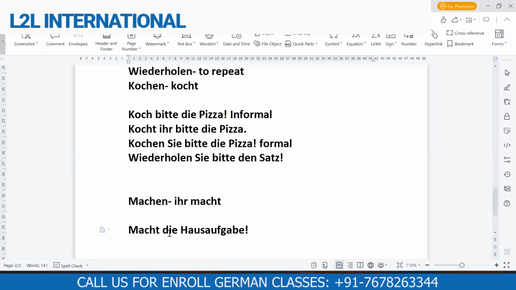So you have to understand that if it is macht, it means it is said to not one but two people. It has to be ihr form, it has to be plural. So by looking at the conjugation you have to figure out whether it is du informal singular or ihr informal plural. And if Sie is there, you know we have to make it: machen Sie die Hausaufgaben, meaning it's a formal request.